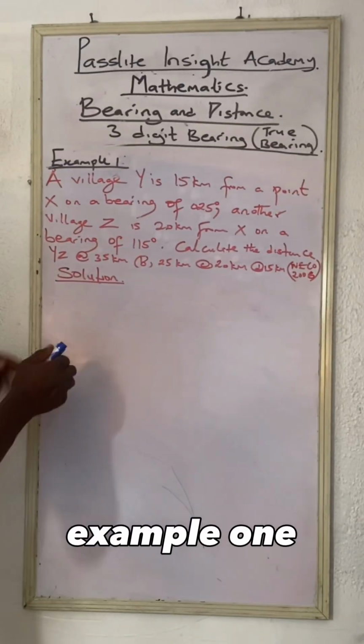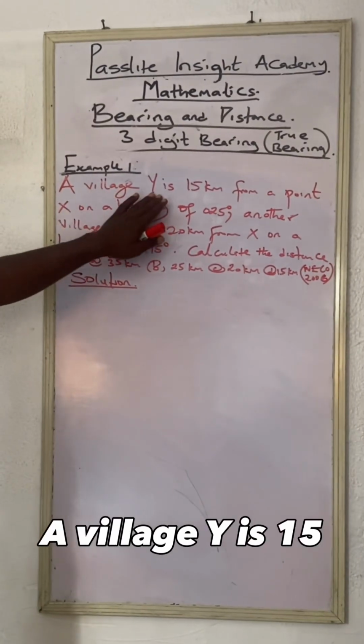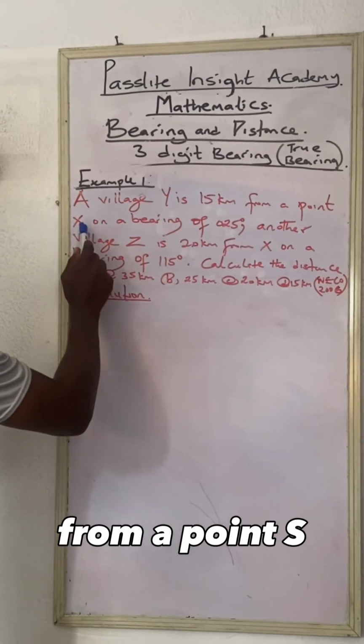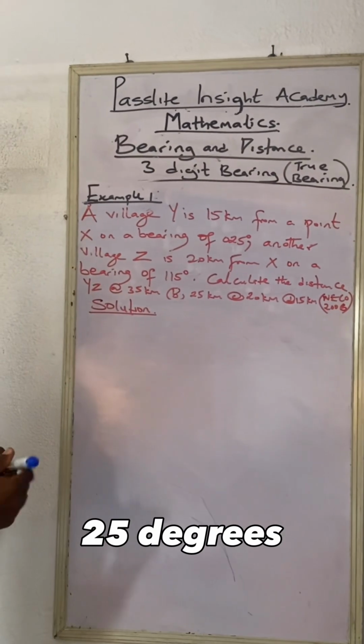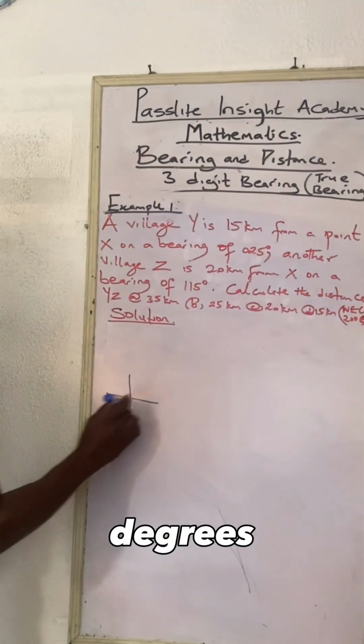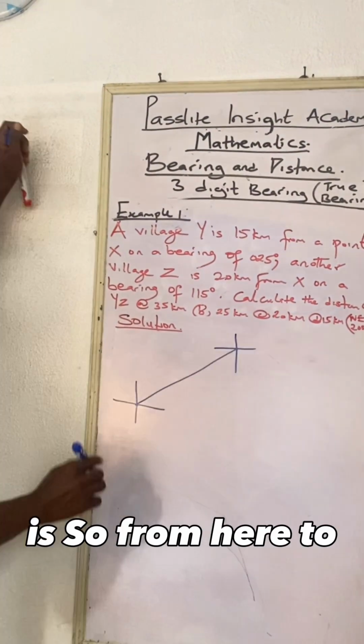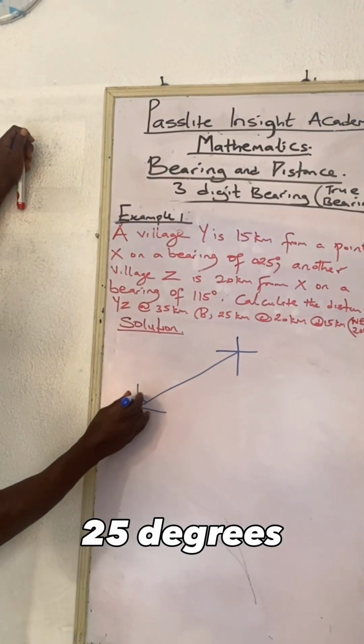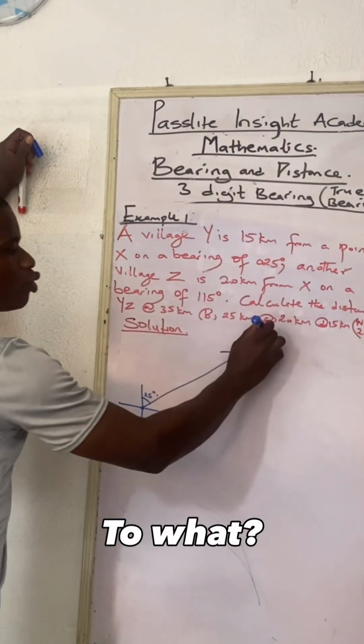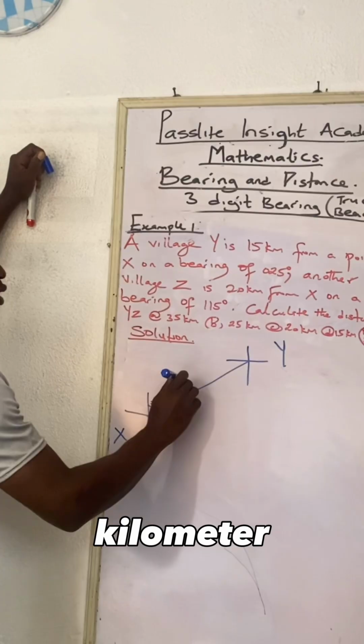So let's solve this example 1 together. A village Y is 15 kilometers from a point S on a bearing of 25 degrees. So draw the bearing. Here is 25 degrees. From this point to another point here is 25 degrees. From S to Y, which distance? 15 kilometers.